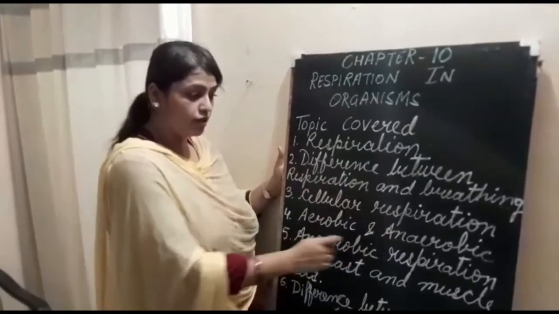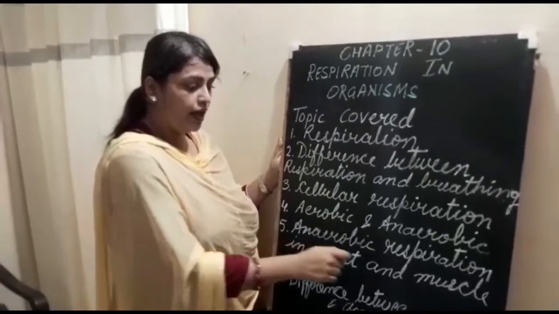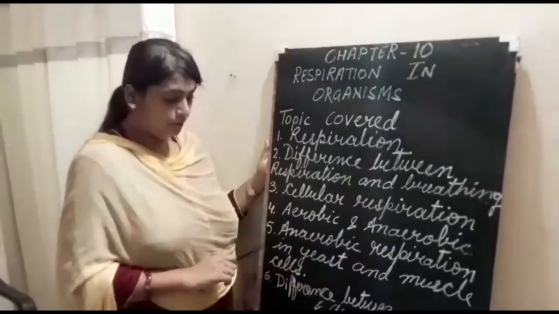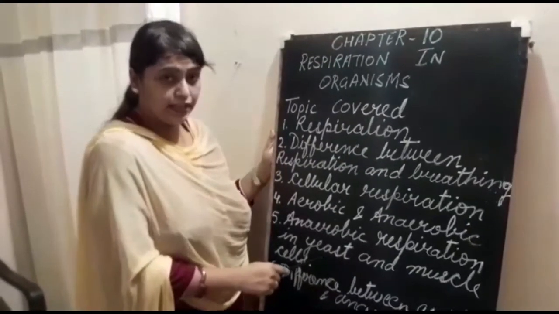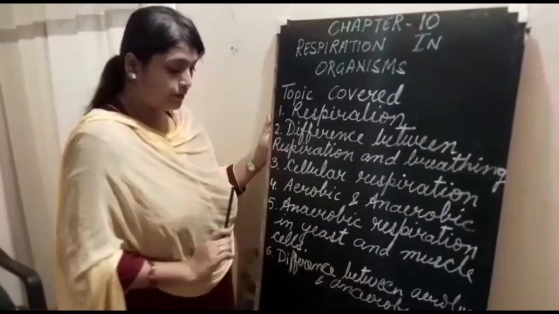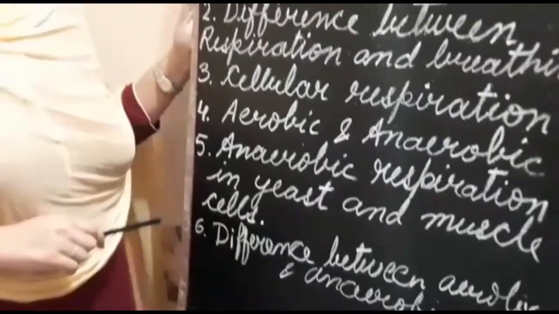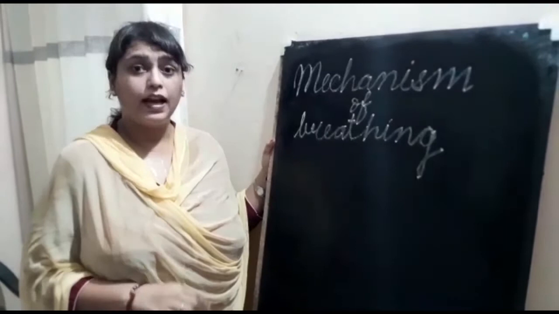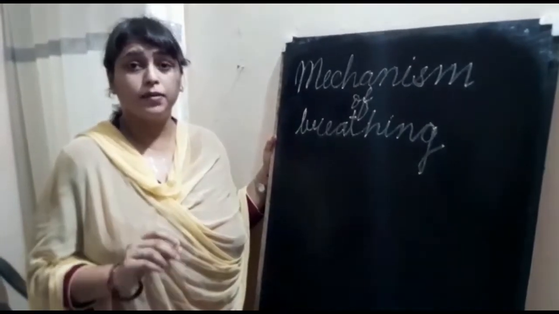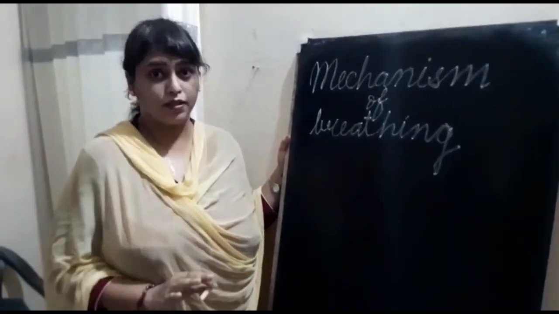Then we saw cellular respiration. In that we studied about aerobic and anaerobic respiration. Then we also studied about anaerobic respiration in yeast and muscle cells. And then we looked at the difference between the aerobic and anaerobic respiration. Now this process of inhalation and exhalation is caused by the action of diaphragm and intercostal muscles.